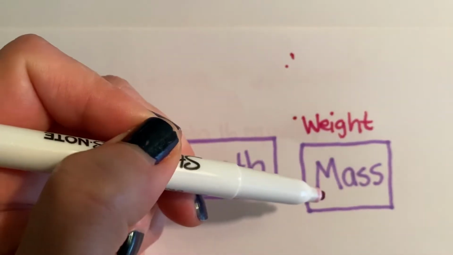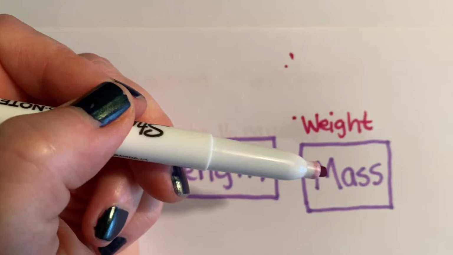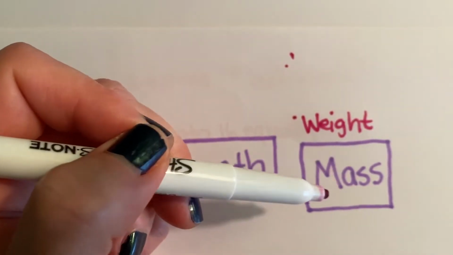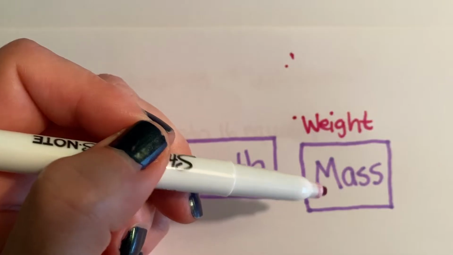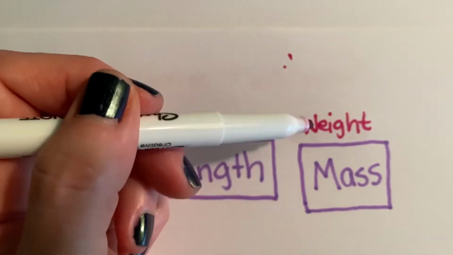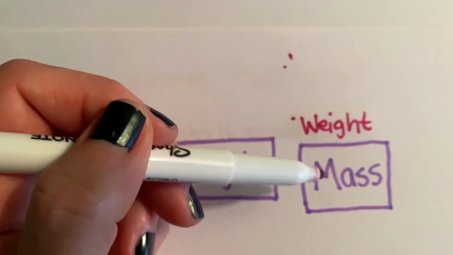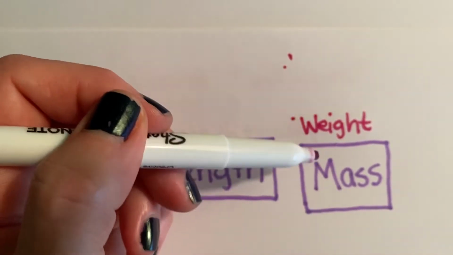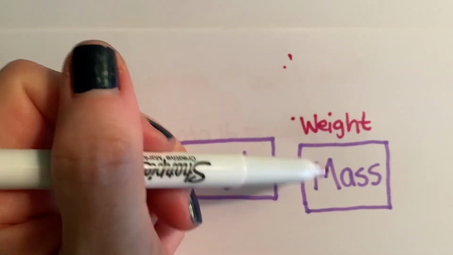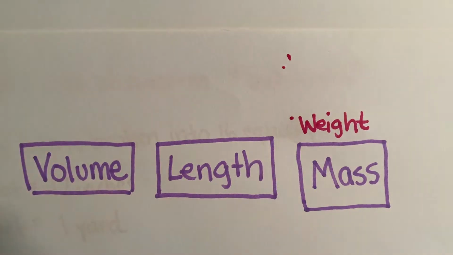Where mass is how much matter makes up an object. So your mass would not change whether you were on Earth or the moon. So these are different, but I think for the purposes of our lesson, you can kind of think of them in a similar way, okay?